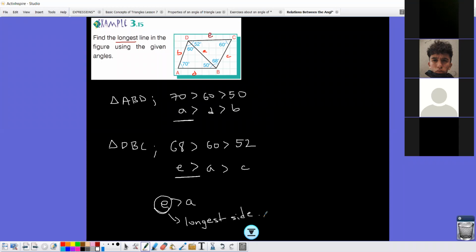Yes. Because according to the first triangle, A is the longest, but in the second triangle, we have E longer than A. So that one will be the longest in the figure, because it doesn't say find separately which in two triangles is the longest. It says in this figure, so you need to find in this figure which one is the longest one. Okay? Did you understand how it goes? Yes. Okay.